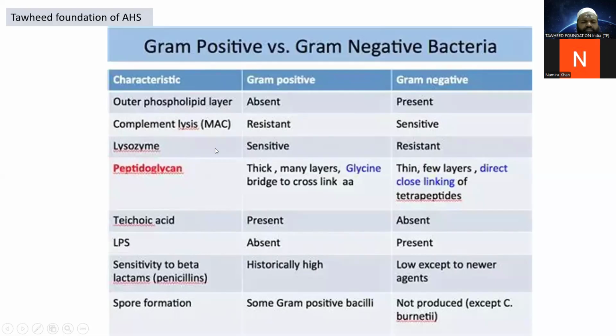Lysozymes are enzymes found in macrophages and other immune cells that degrade peptidoglycan. Gram-positive bacteria are more sensitive to lysozyme because of the thick peptidoglycan layer. Gram-negative bacteria are less sensitive since the outer membrane restricts enzyme access to peptidoglycan.